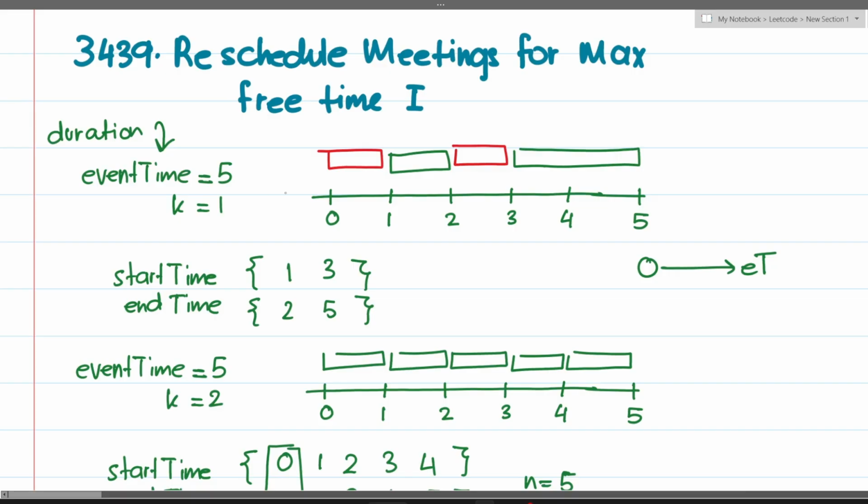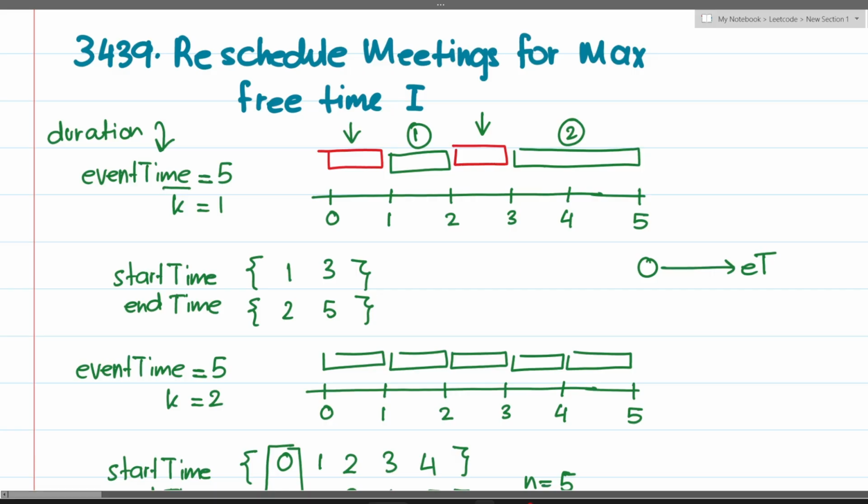Now I have drawn some test cases over here. Event time is given as 5, so we know that the event starts at 0 and goes till 5, and then we have two meetings. The first meeting starts at 1 and ends at 2, and the second meeting starts at 3 and ends at 5. Perfect. So this is event number 1, this is event number 2. I can very clearly see that there are two gaps. This is gap number 1 and this is gap number 2.